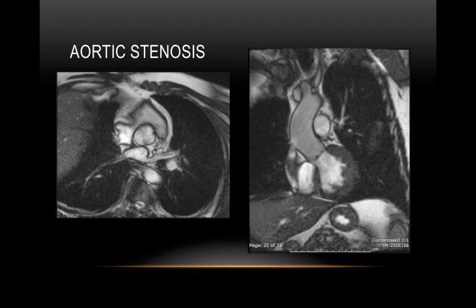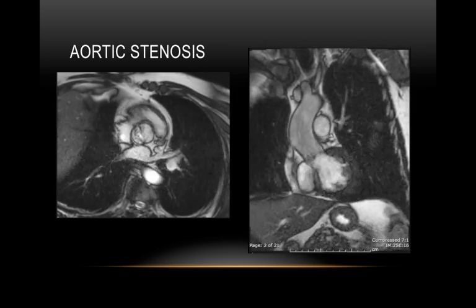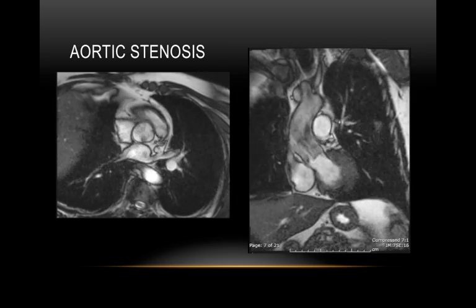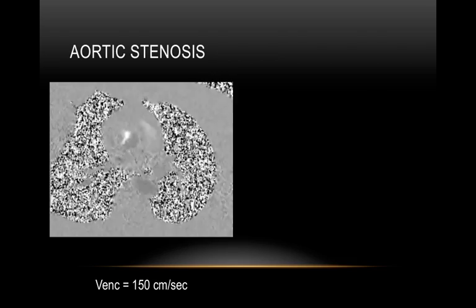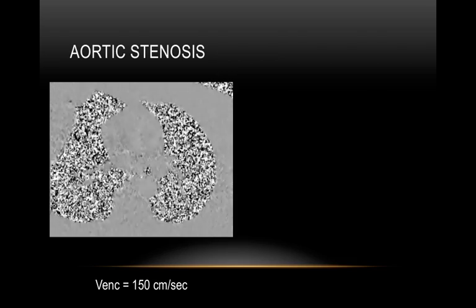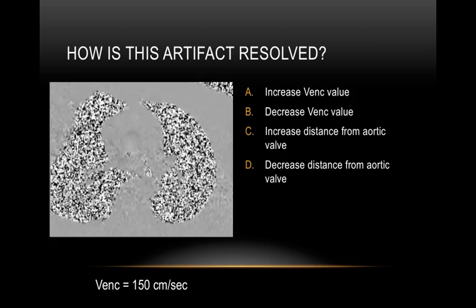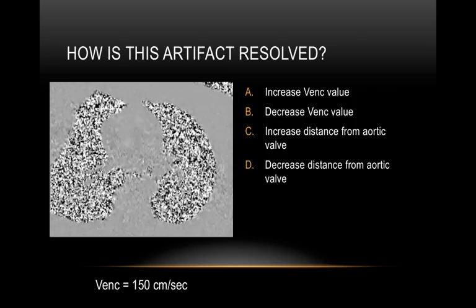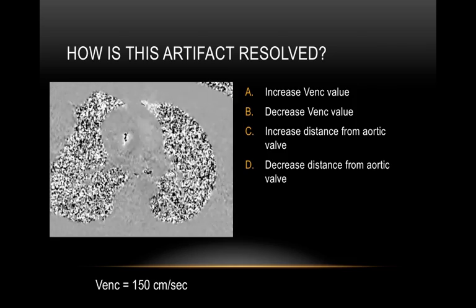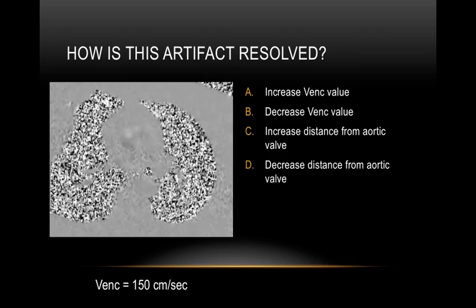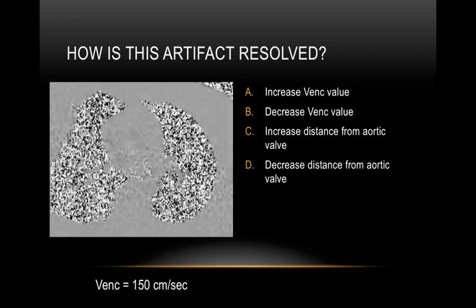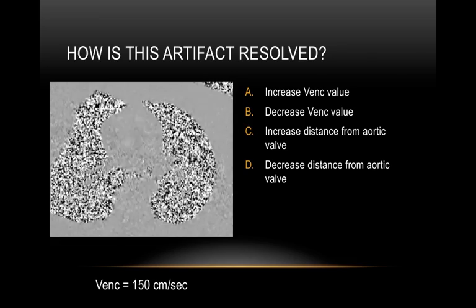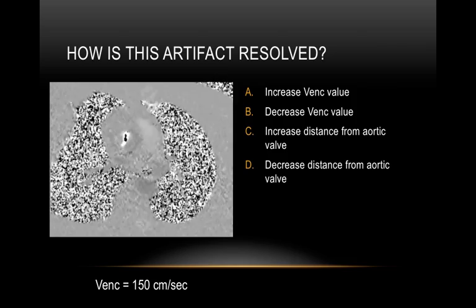So let's look at a real-world case. Here's a case of true FISP cine images demonstrating an aortic stenosis with a bicuspid aortic valve. We now perform our flow analysis at this level, and let's look. What is the artifact and how is it resolved in this situation? Would you increase the velocity encoding value, decrease the velocity encoding value, increase the distance from the aortic valve where we're acquiring this slice, or decrease the distance from the aortic valve where we're acquiring this slice?